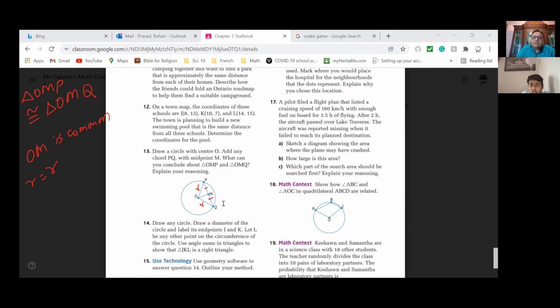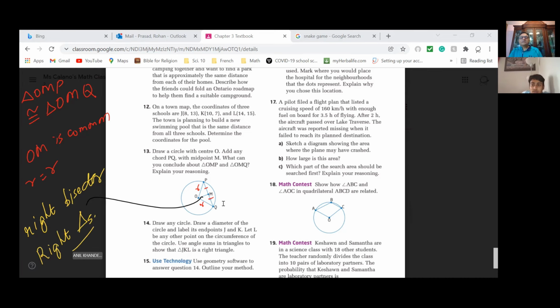And both these triangles are right angle triangles, because we have a chord and the center is going through this line through the chord, and therefore it has to be a right bisector. So OM is a right bisector, correct? Yes, sir. So that means they are right triangles, correct? So all these things, they're congruent right triangles. Is that okay? Okay, sir.